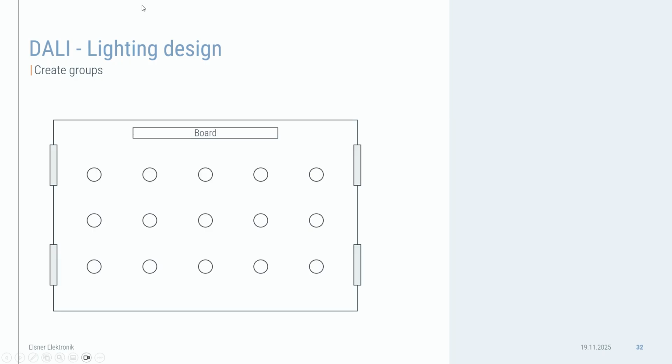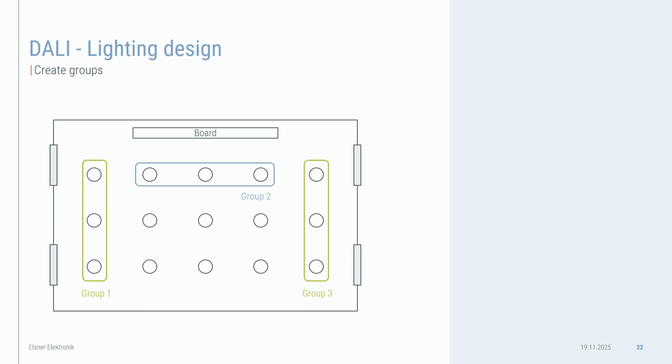The first step is to organize the lighting into different groups. In our example, I prefer to have 3 main groups. My first group is along the left window side, the second over the blackboard, and the third along the right window side. The 6 center lights may still be needed, so they have their own group or individual control. I arrange the groups so that when enough daylight enters through the windows, the side groups can be dimmed or switched off.